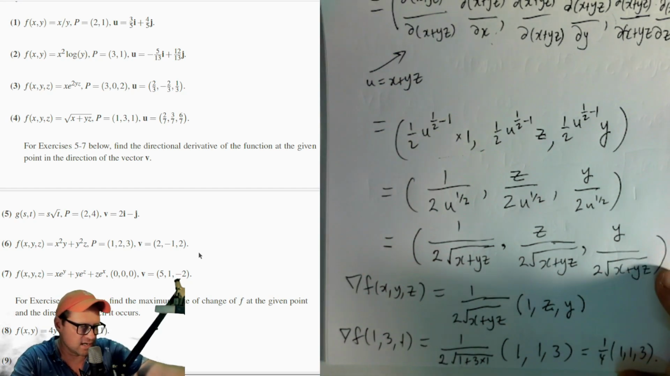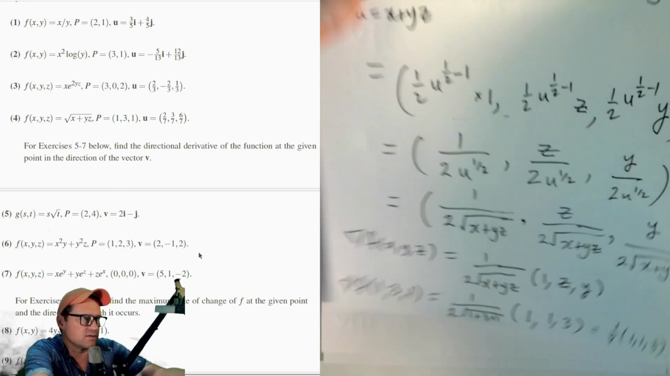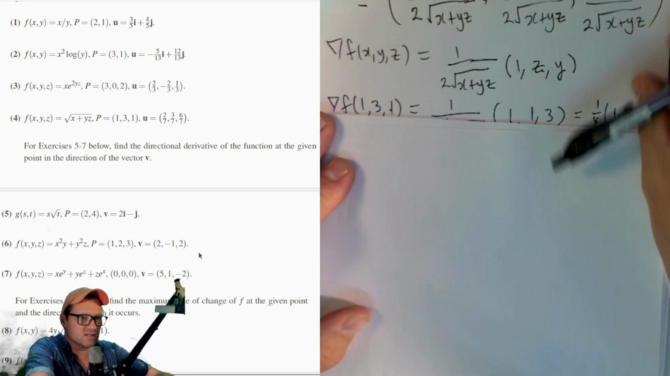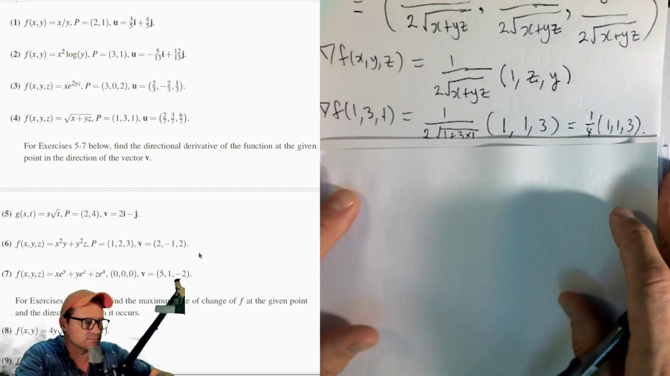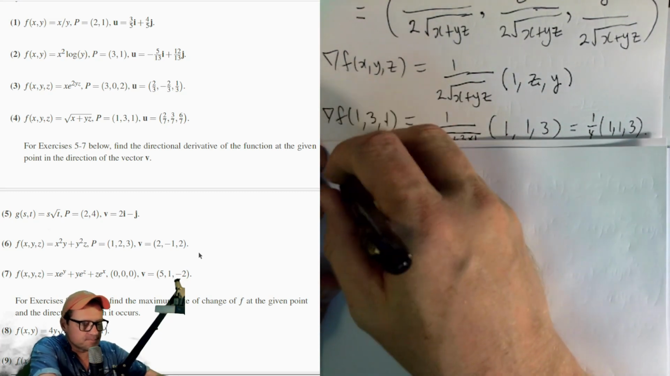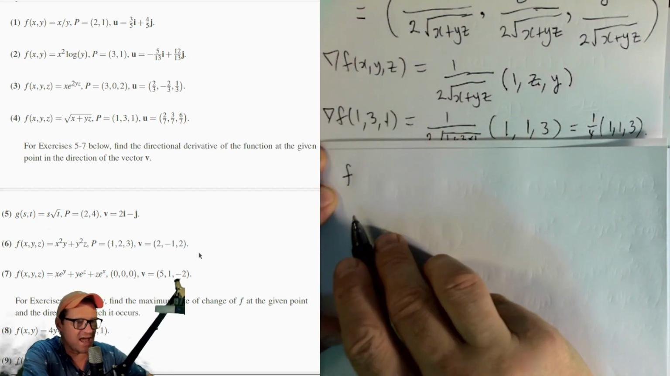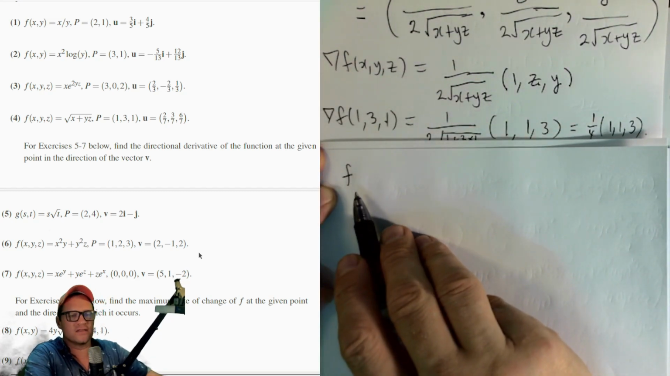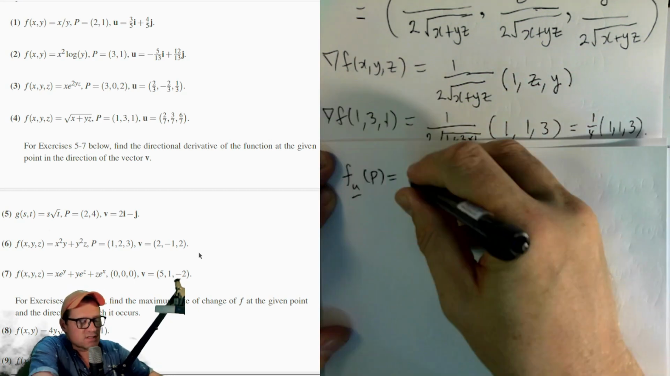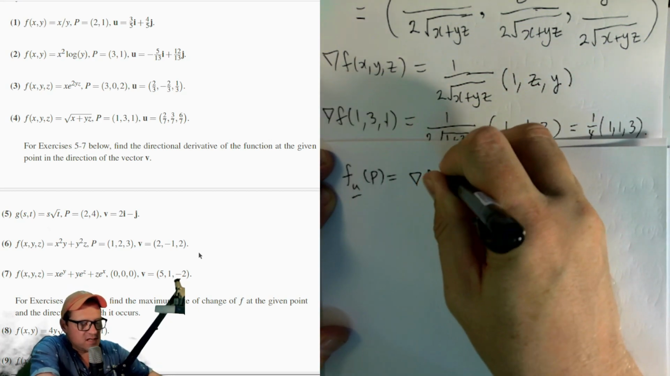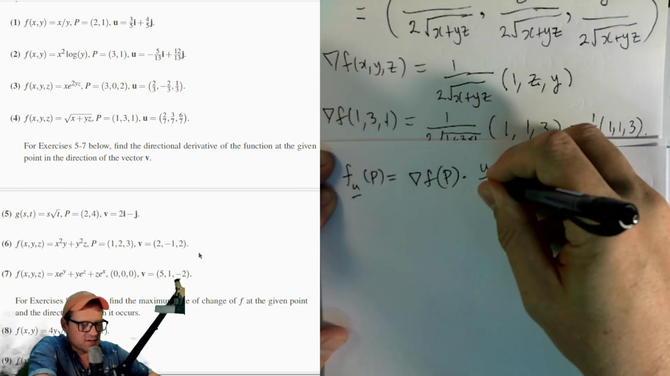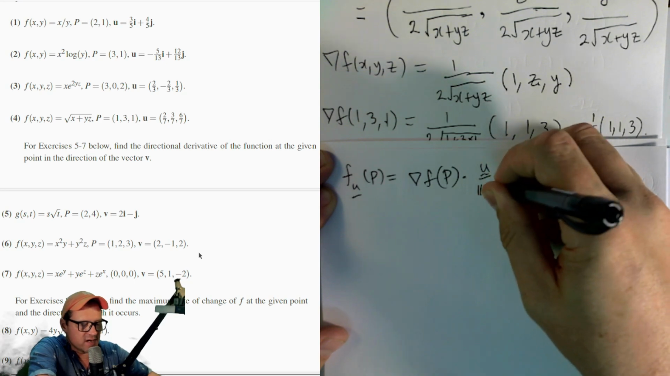Okay, now let's take another page and write our last part of this question, which is to calculate the directional derivative, or the slope, of the function f at the point 1, 3, 1 in the direction of the vector u. So we had grad f at p dot the vector u over the norm of the vector u.